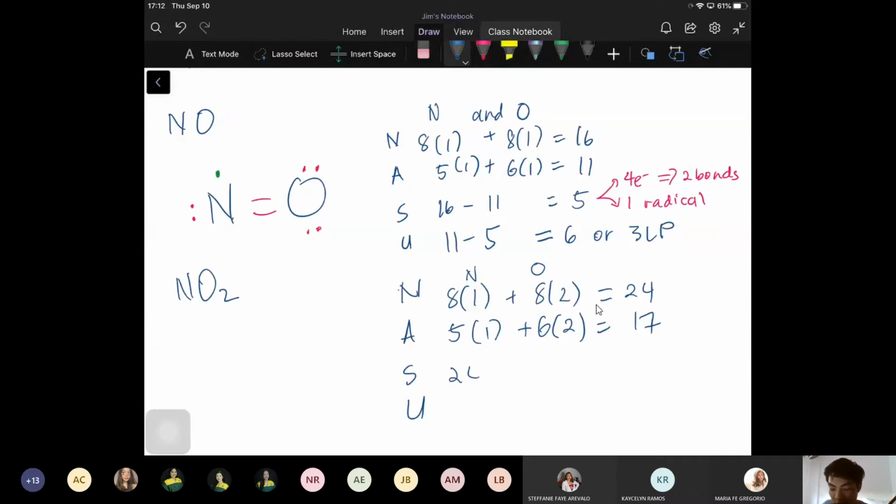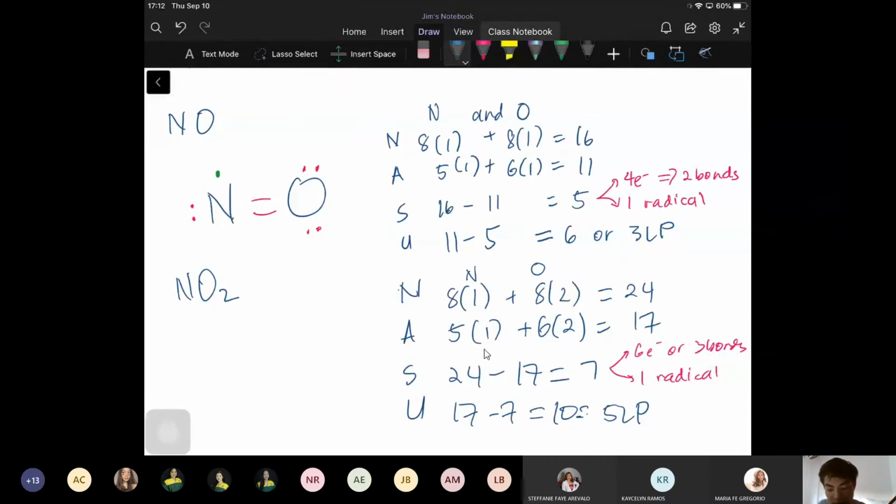Ano na gagawin natin? 24 minus 17. 7, di ba? Okay, yung 7 electrons, I will split that into 2. Yung isa ay magiging radical. And I will be left with 6 electrons or 3 bonds. So, split mo na agad. Yung isa magiging radical talaga yan. The other will be bonds. Then, 17 minus 7, that will give me 10 or 5 lone pairs.